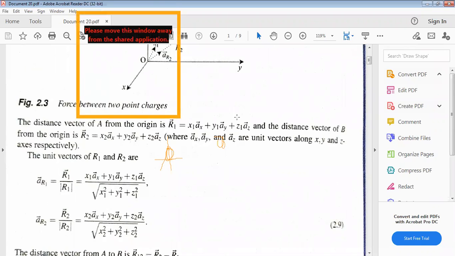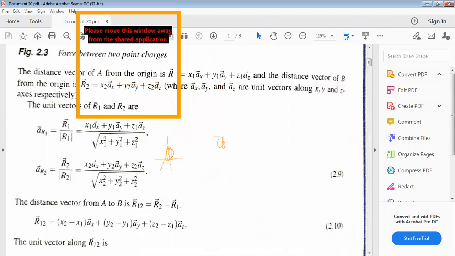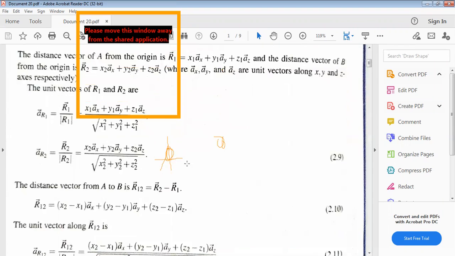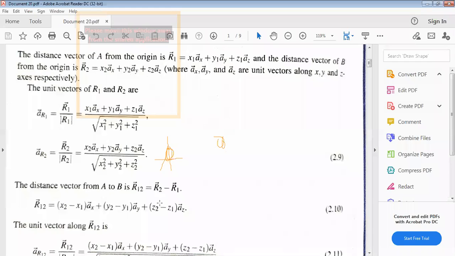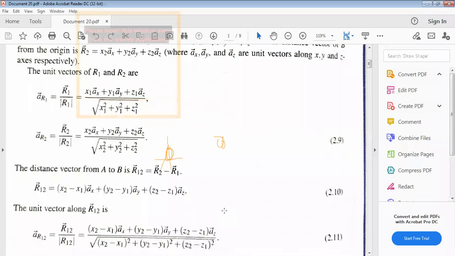So x1 ax, y1 ay, z1 az, divided by its magnitude, the square root of x square plus y square plus z square. Similarly for R2, the square root of x2 square plus y2 square plus z2 square. The distance vector from A to B is R2 minus R1, right? So (x2 minus x1) ax, (y2 minus y1) ay, (z2 minus z1) az. That is the distance vector.